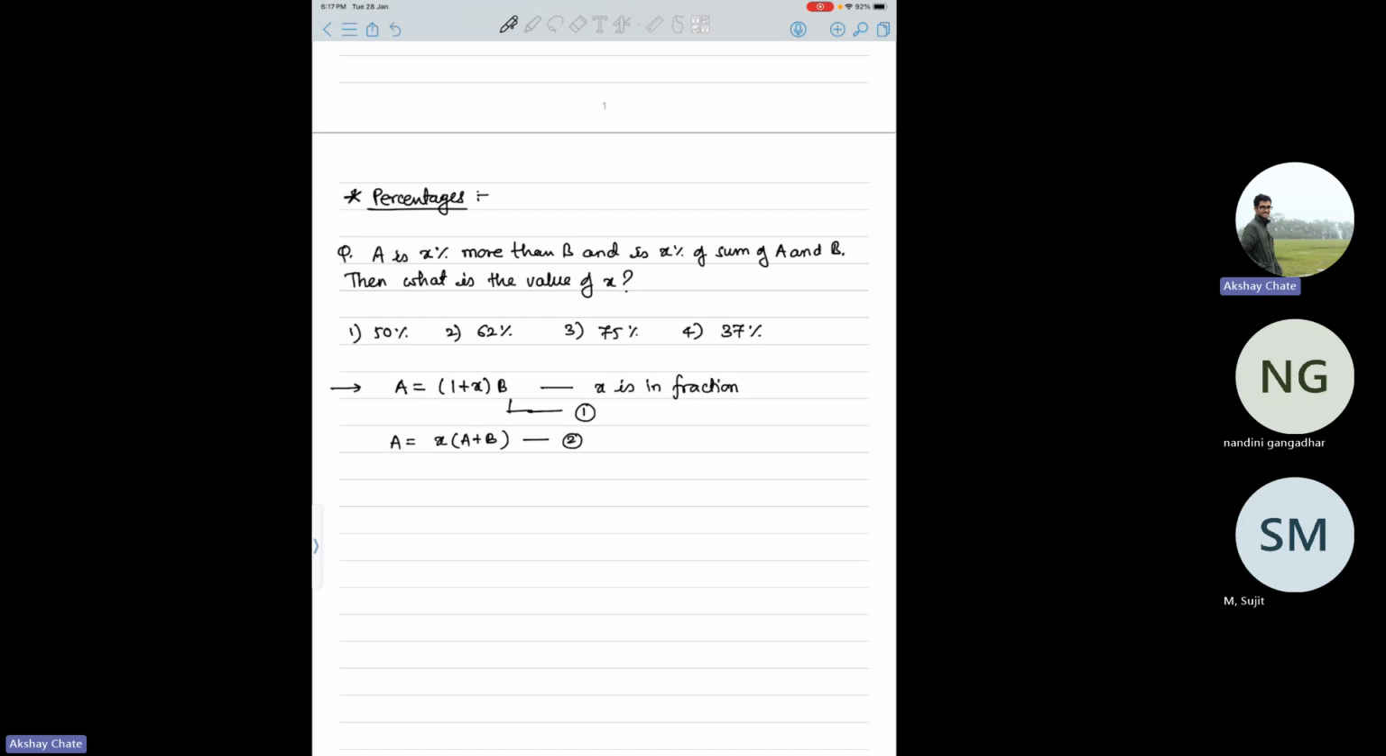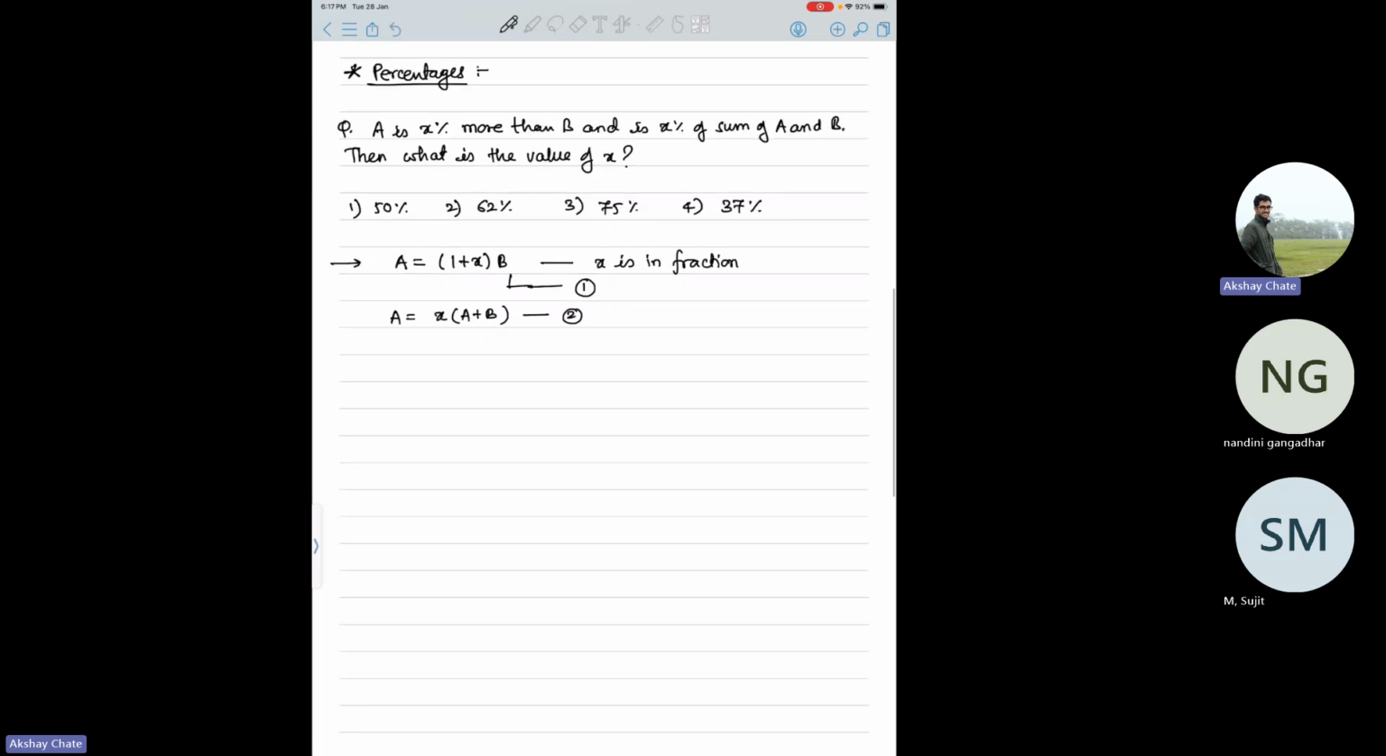So how to find X is the question. We can eliminate some things, so let's try to do that. We are interested in X, right? So let's take equation 1. From equation 1, what you can write is 1 plus X is A by B, right? And we'll try to get this ratio A by B in equation 2.